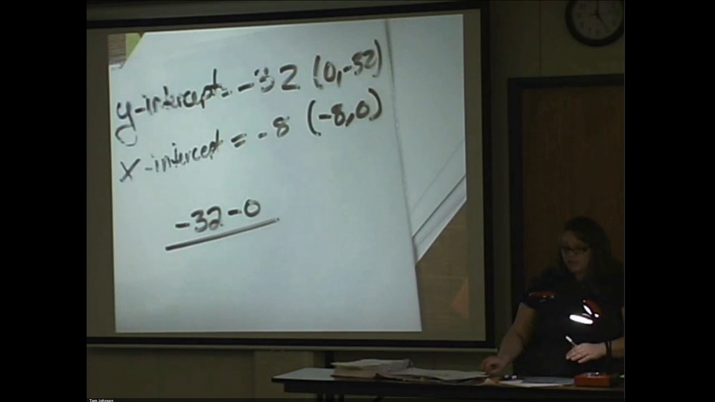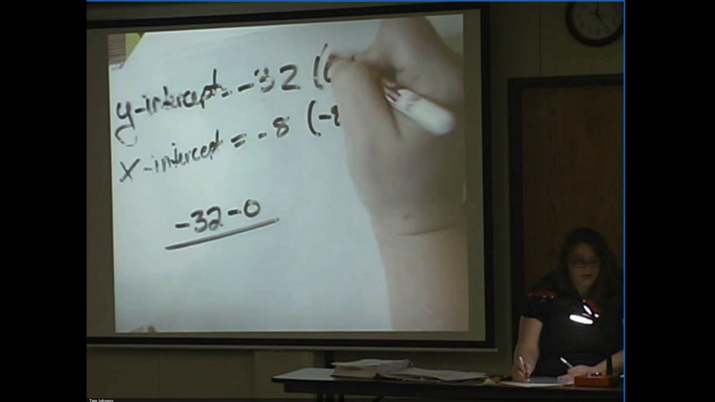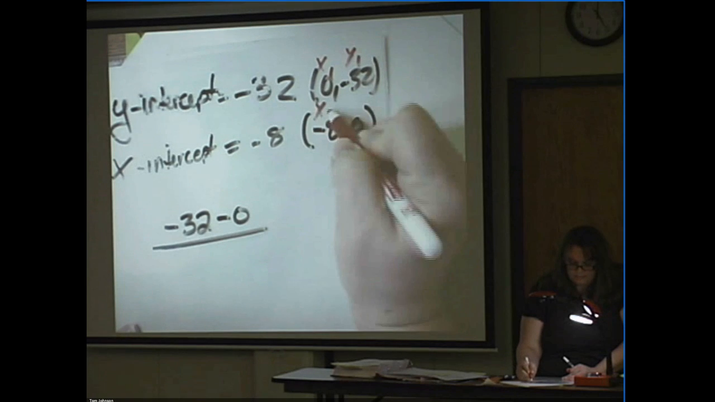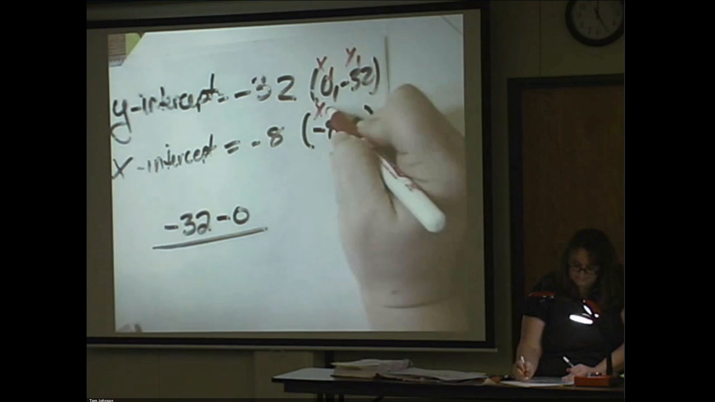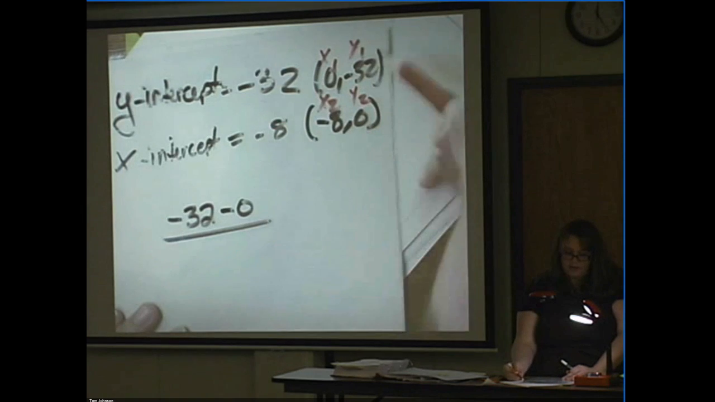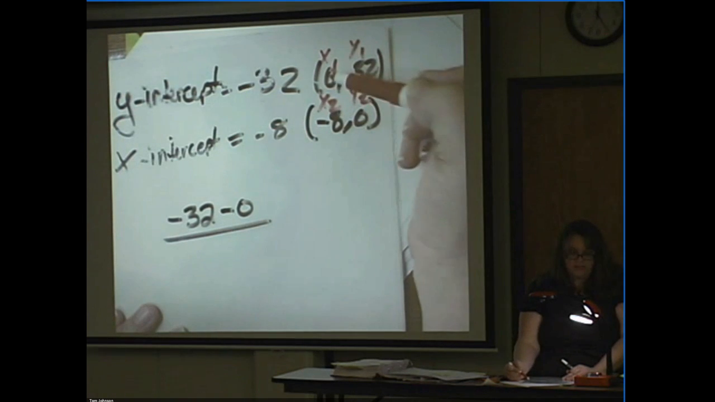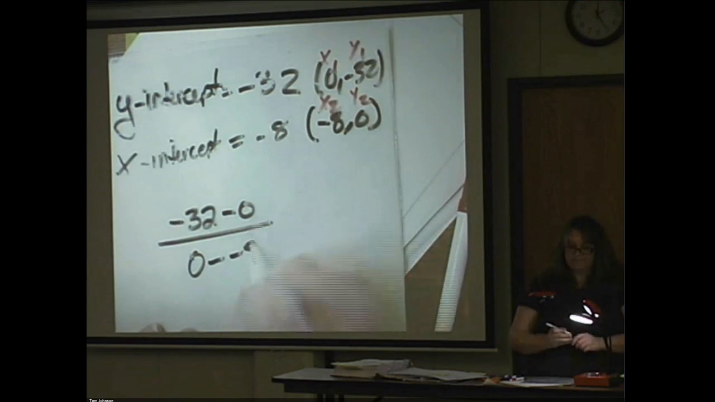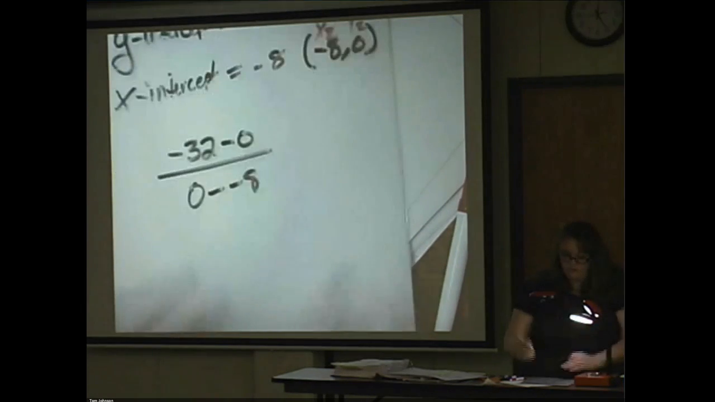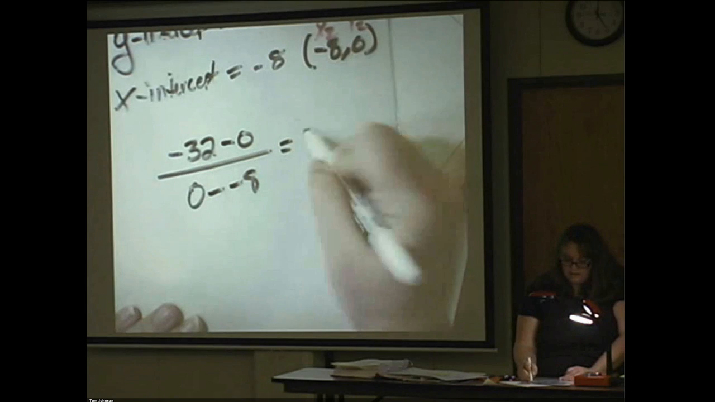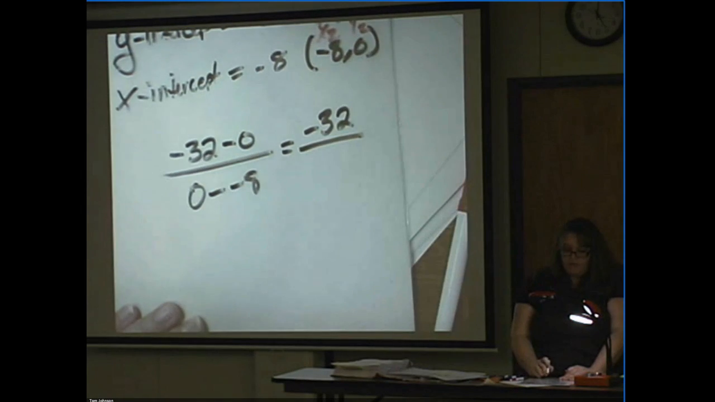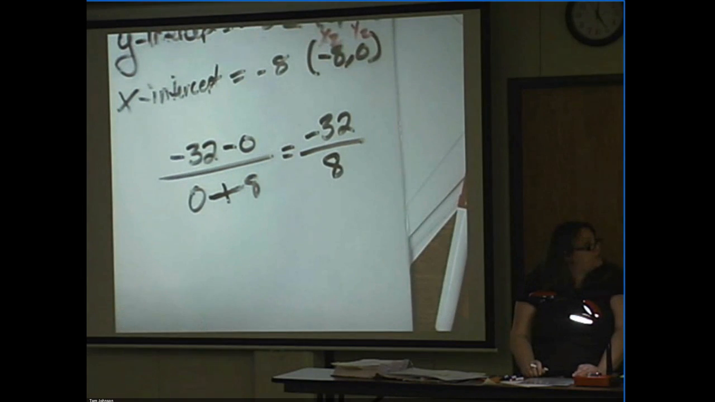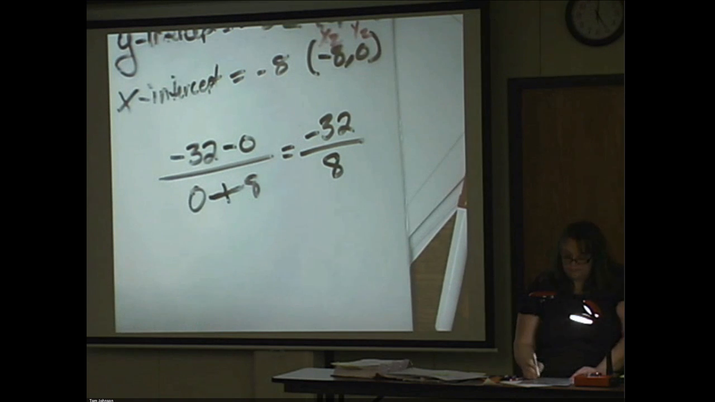This is why sometimes it's really helpful to label things. If I've got this being my first one, so that's x1, y1, and this being my second one, that's fine. So I've got -32 minus 0. I want to make sure I start with this one again. So I'm going to have 0 minus a -8. Now we just go ahead and figure it out. We've got -32 minus 0 is -32, and 0 minus a -8 is the same thing as saying 0 plus 8. So I end up with -32 over 8, which is -4.